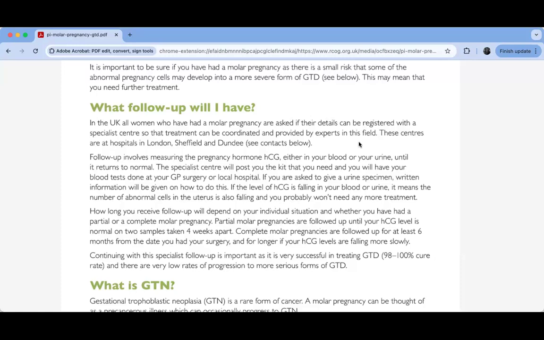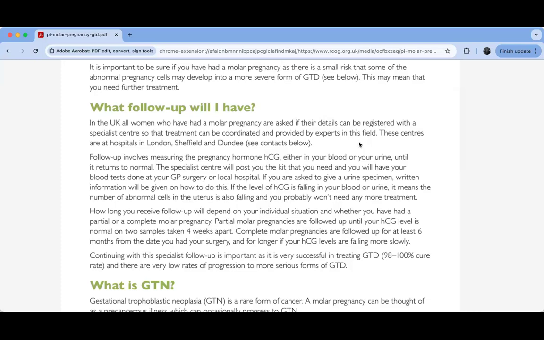So follow-up involves measuring the pregnancy hormone, which is the HCG, either in your blood or in the urine, until it returns to normal. The special center will post you the kit that you need, and you will have to have your blood test done at the GP, or local hospital, okay? So we will provide you with a little information about the hormone level. If the hormone level is falling, that means the number of abnormal cells is also falling, and you probably won't need any more treatment, okay?